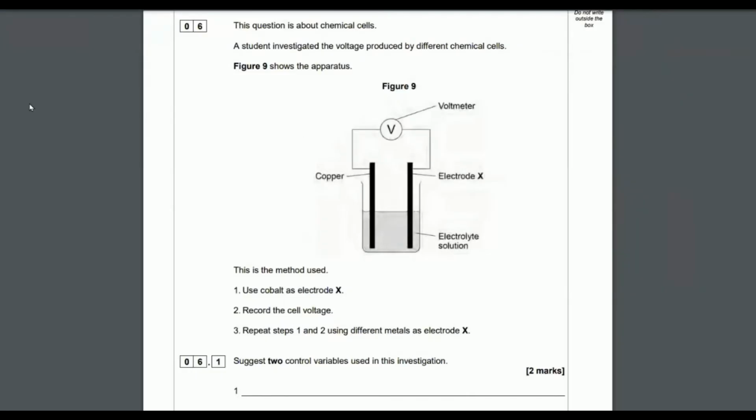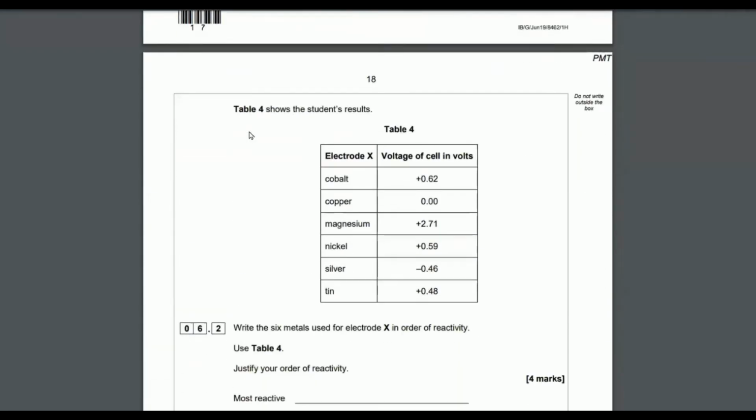So the student is investigating the voltage created by different metals. We're going to want to keep the concentration of the electrolyte solution the same. You're going to want to keep the temperature the same. I'd probably say the mass of the electrode should be the same each time. So lots of different variables you can come up with there. And you only need 2 of these 3 to get both marks. All right, let's zing on.